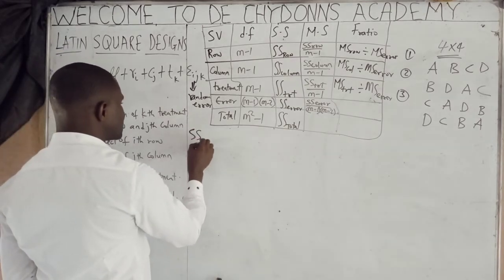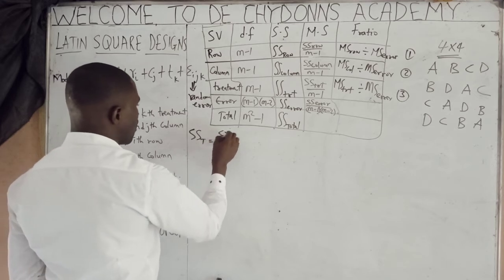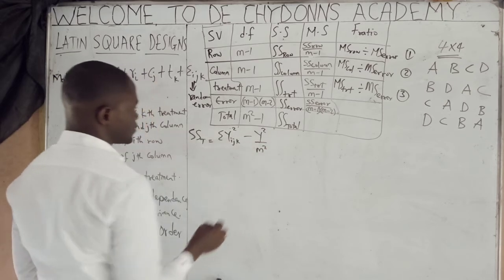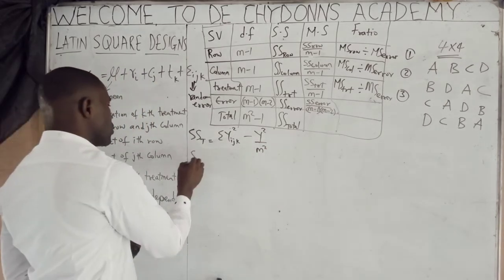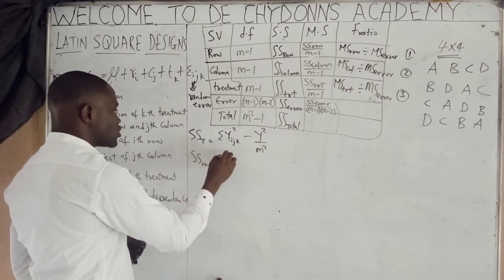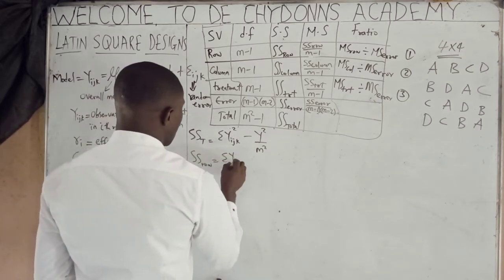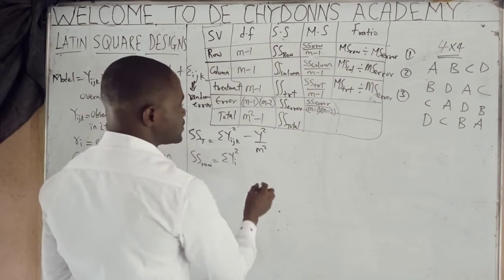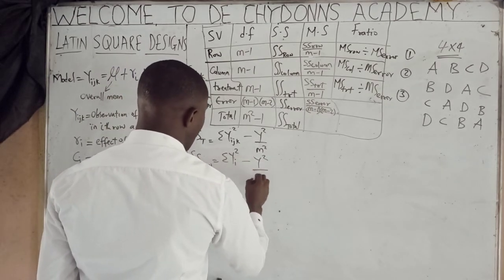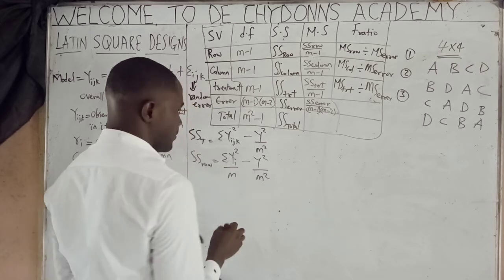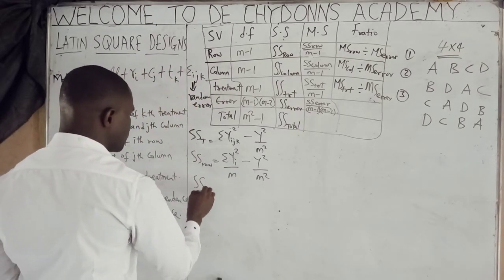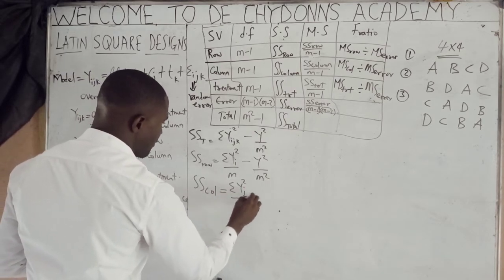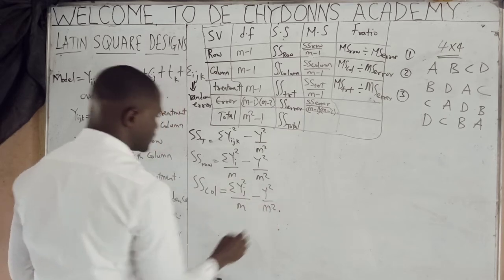We say first is SS total equals to summation of yijk squared minus y squared all over m squared. Then SS row is equal to summation of yi squared over m minus y squared all over m squared. Then SS column is equal to summation of yj squared all over m minus y squared all over m squared.